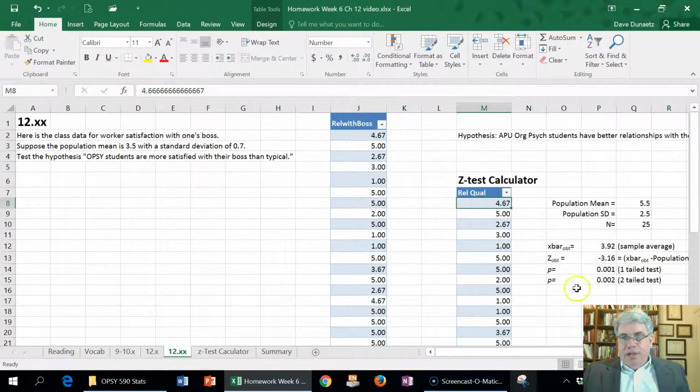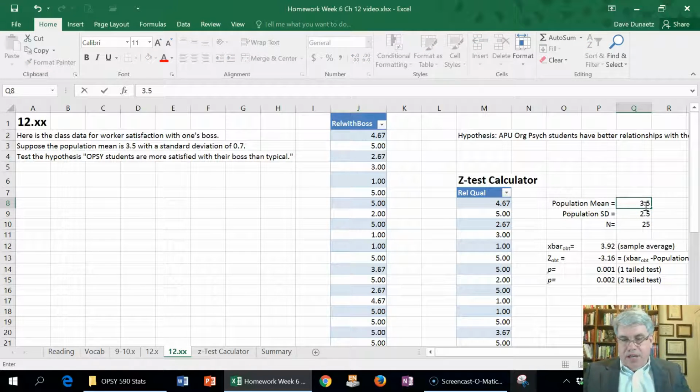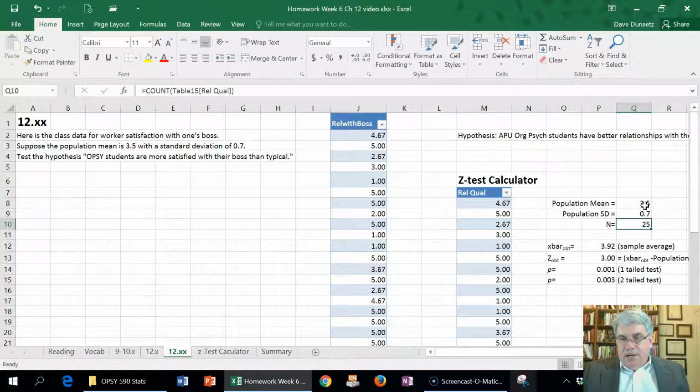And we need to put in the population mean and the population standard deviation, because these are just random numbers that were in there. So the population average should be 3.5, and the standard deviation is 0.7. All right, now n equals 25, that's our sample size. So the x bar, the sample mean obtained, was 3.92. Now we look at that and we say, oh, that doesn't seem much higher than 3.5. Maybe there isn't really a difference. We could expect that much by chance.